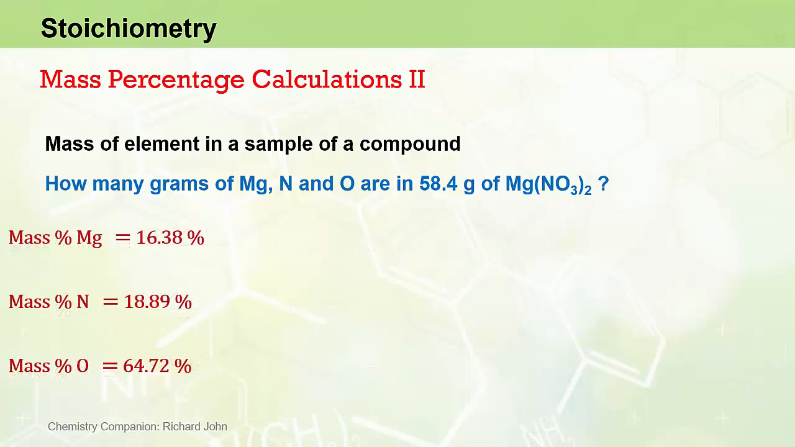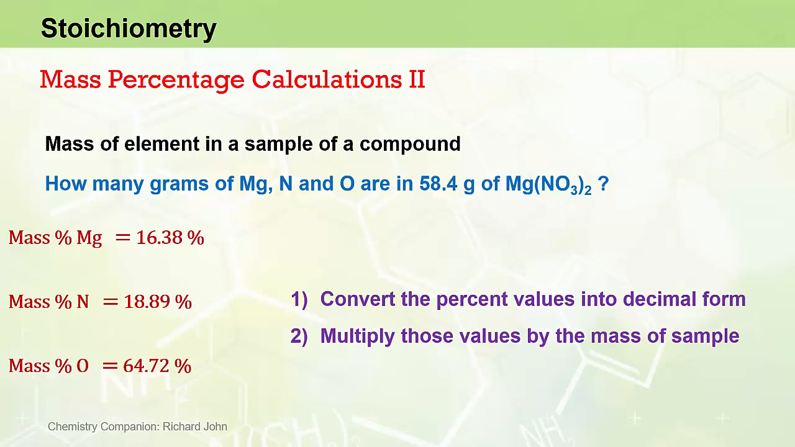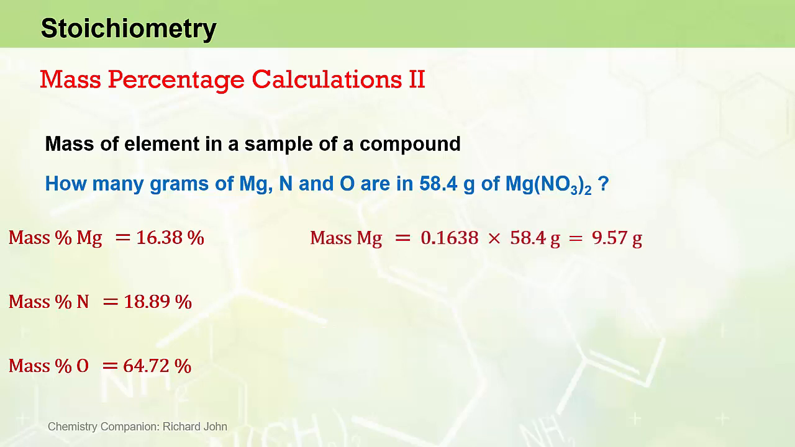What we're going to do now is convert those percentages into decimal form and multiply those values by the total mass of the magnesium nitrate sample, which was given to us in the question as 58.4 grams. The mass percentage of magnesium is 16.38%, which when converted to decimal form is 0.1638. And so the total mass of magnesium in the 58.4 gram sample will be 0.1638 times 58.4 grams, which equals 9.57 grams.